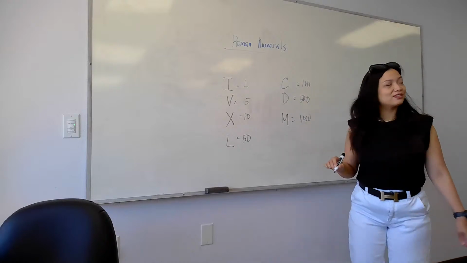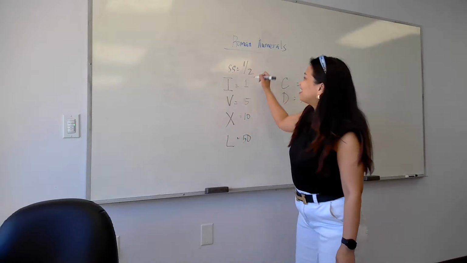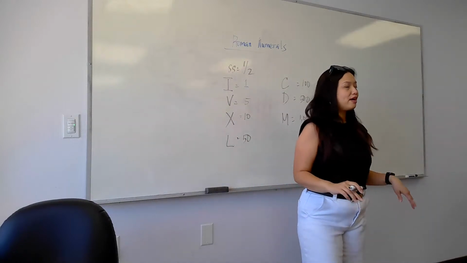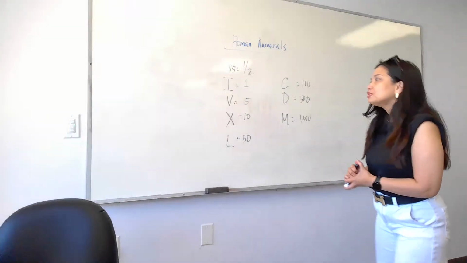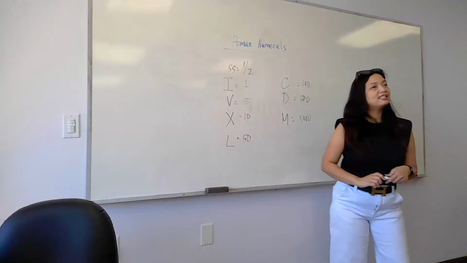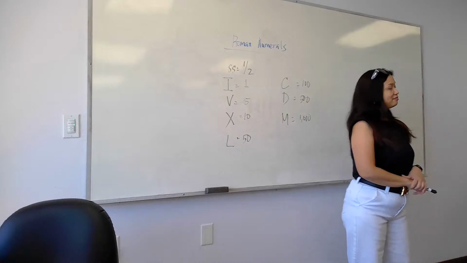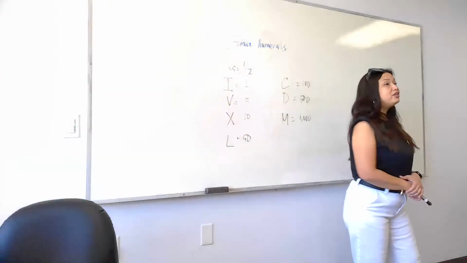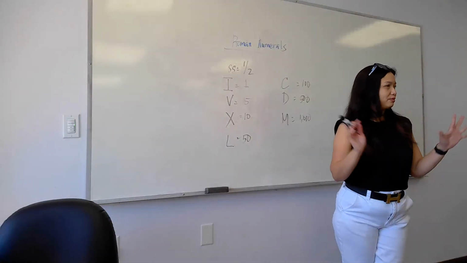We also use another symbol which is equivalent to half: SS, lowercase, not capital. It means half or 0.5. A couple of things I'd like you to know so that you remember these Roman numerals. First, C, the way I remember it, century. There's 100 years in a century. Another one is M, millennium. There's 1,000 years in a millennium. That's how I remember it.